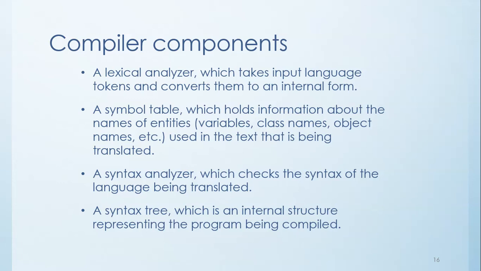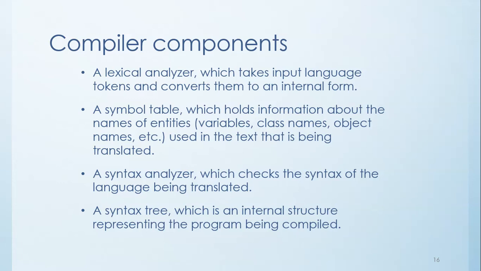So here's an example for a compiler. A compiler is composed of a lexical analyzer, which takes the input language tokens and converts them into an internal form. What I mean by tokens are things like int I or double D or something like that. Then you have the symbol table, which holds the information about the names of the entities. So the function Fred will be held as a variable, along with the class names and object names, using the text that has been translated. You also have the syntax analyzer, which checks the syntax of the language being translated.